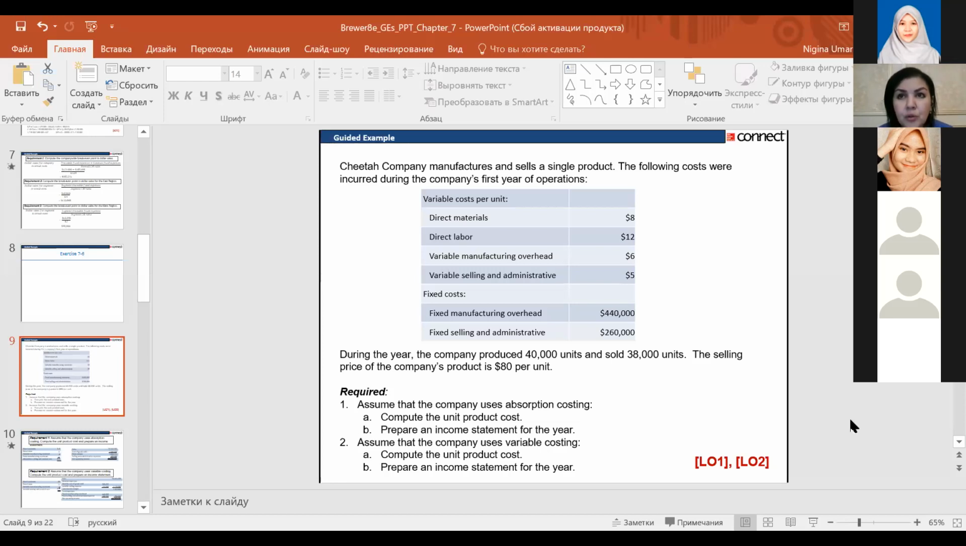So cost of goods sold. What is the cost per unit under absorption costing? We have just calculated.